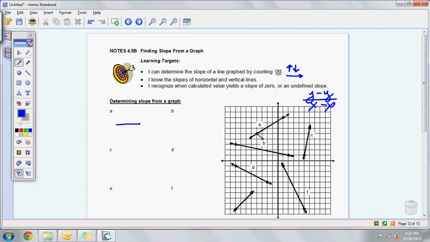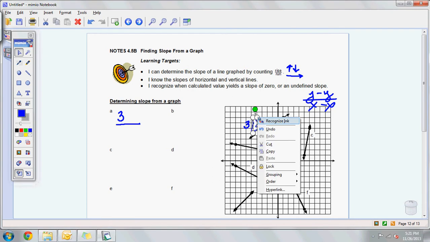So we're going to start at the furthest to the left, and we're going to do our rise. So this one is going up. I have to go up to get to this point. So I'm going to count how many up I go. So I'm going to count up 1, 2, 3 up. So it's going to be a positive number. So up 3. And then I'm going to count how many over, what's my run.